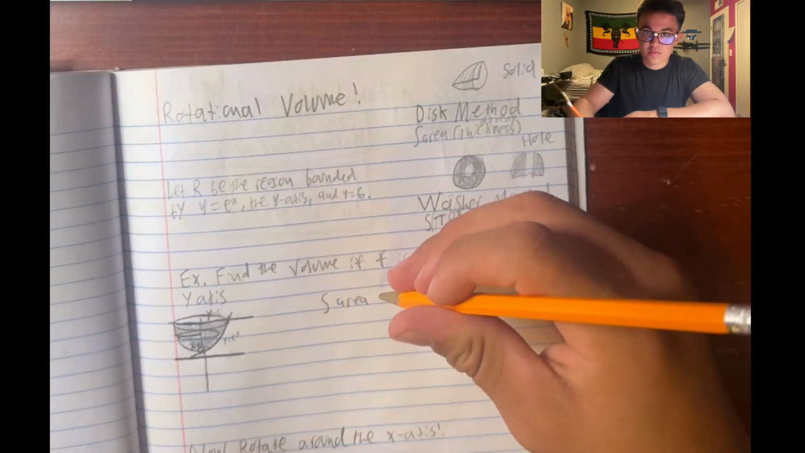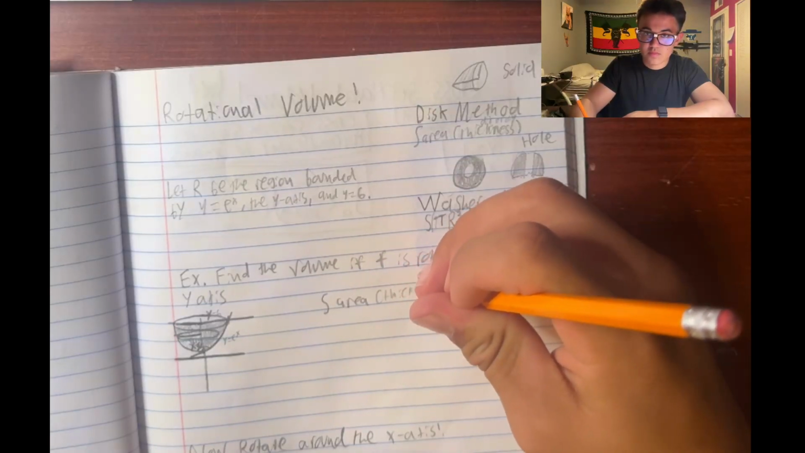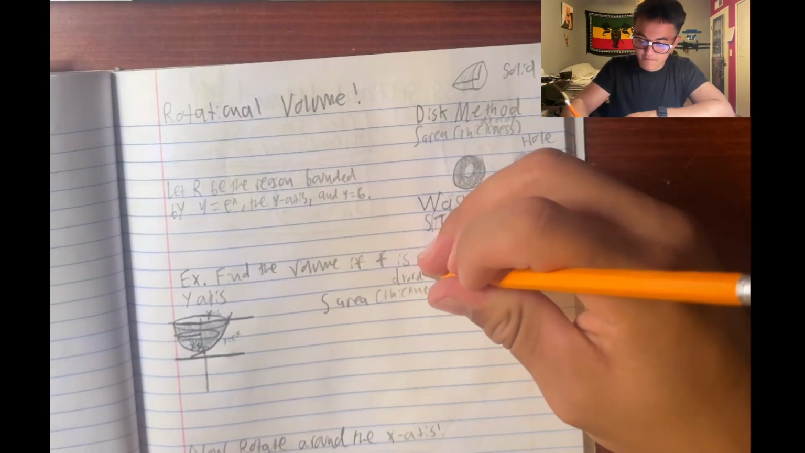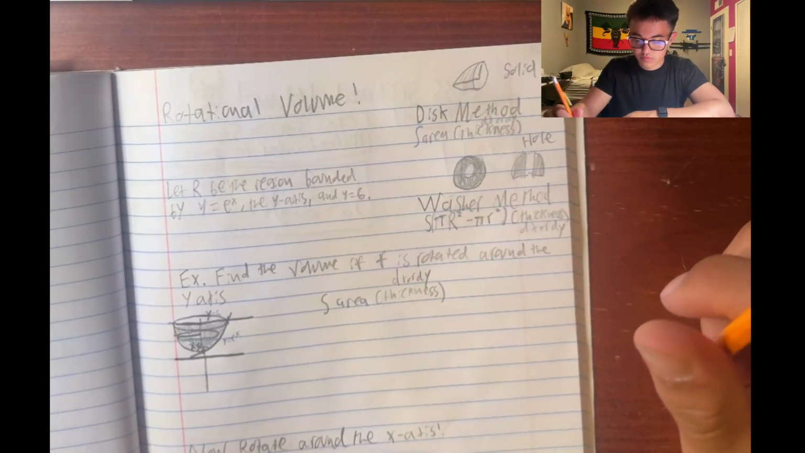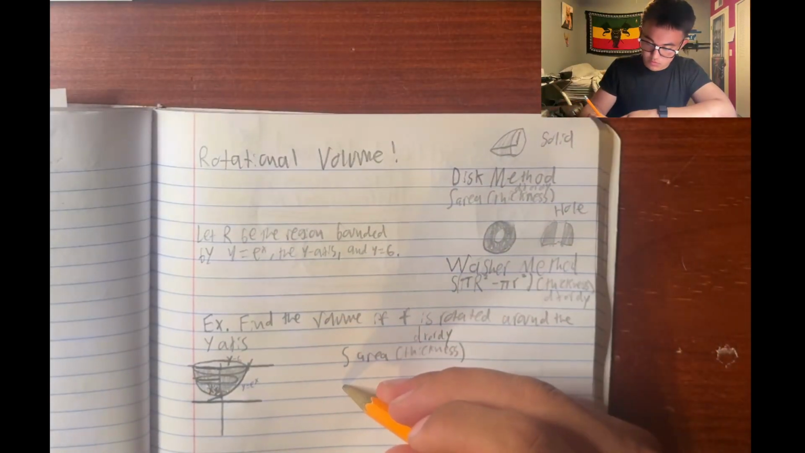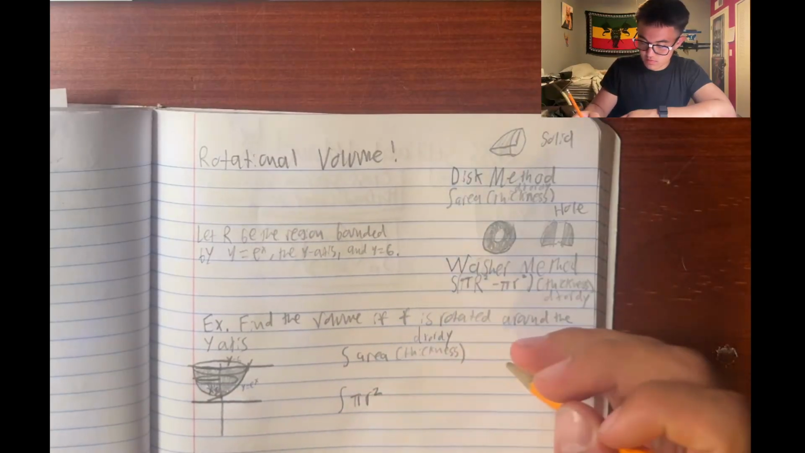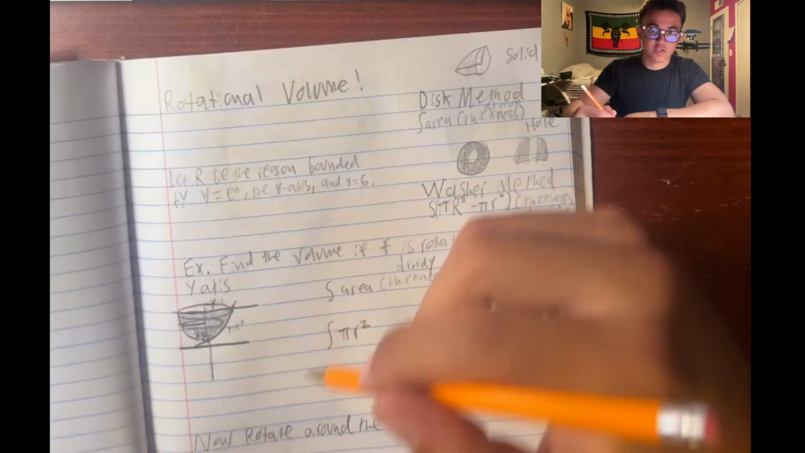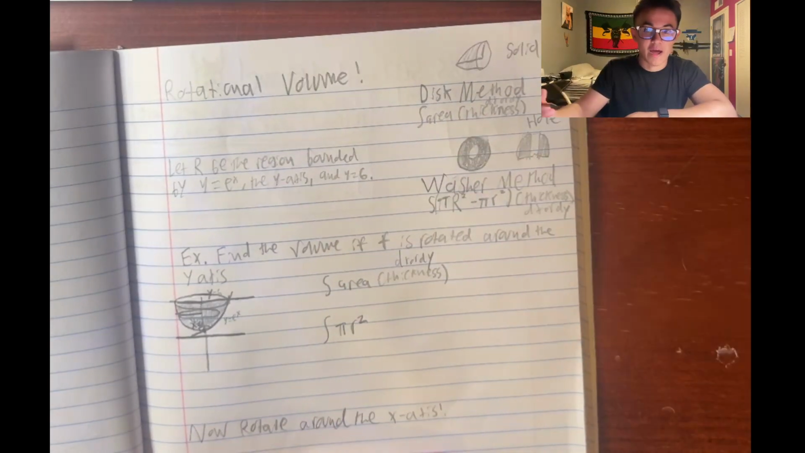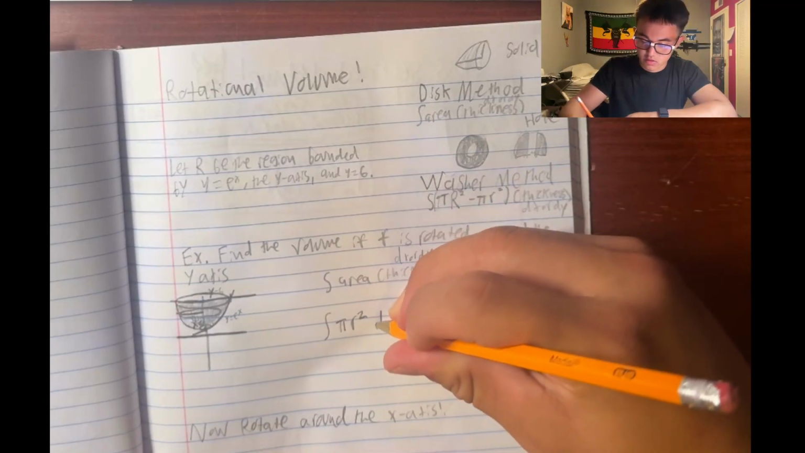Area, thickness, which is dx or dy. So yeah, what's the area of a circle? Pi r squared. We're going to fill that in. And our circles, their thickness is going upwards or downwards? They're going upwards on the y-axis. So turn that into dy.